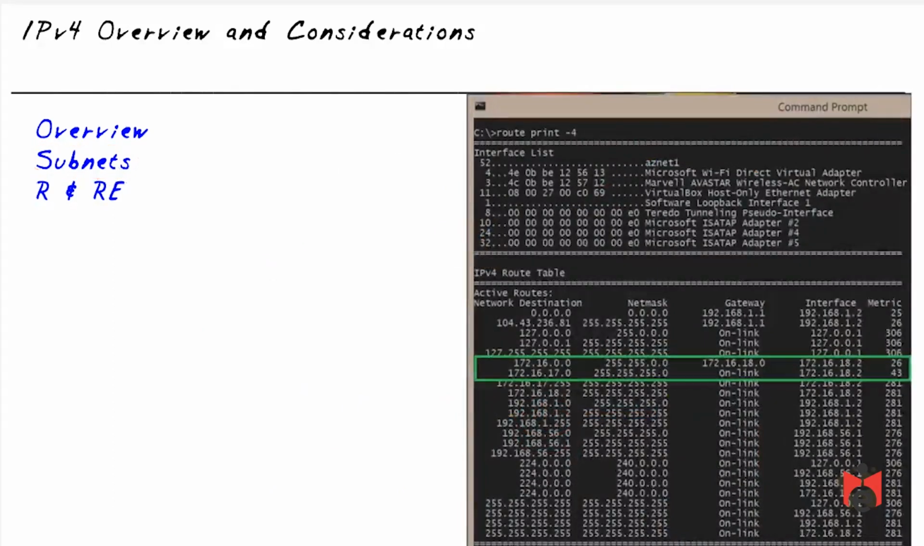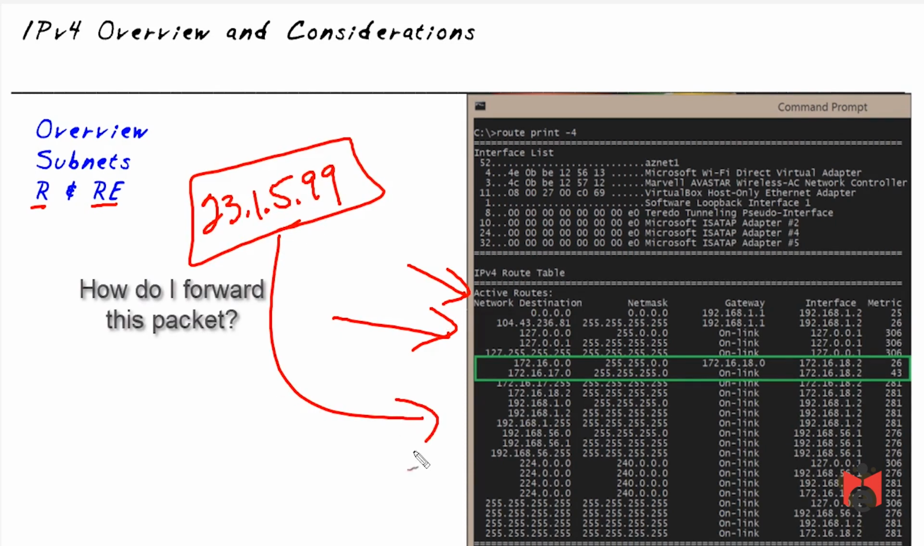Another challenge that comes up is routing and reverse engineering with IPv4. Now, from a routing perspective, when a Windows server gets a packet, it's going to forward it based on its routing table. And if routing is enabled, it's also willing to forward other devices' traffic through it. But in either case, it's going to refer to its routing table when it's making a routing decision. And so as we look at this routing table, the rule is we're looking for the longest match in the routing table. That's the route we're going to use.